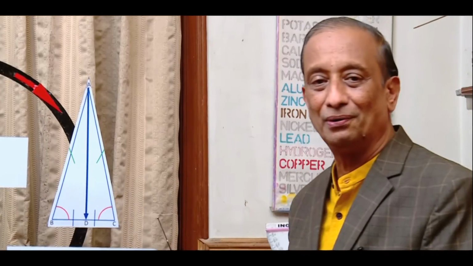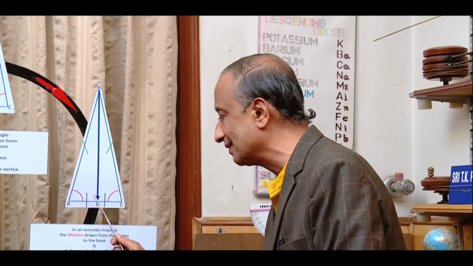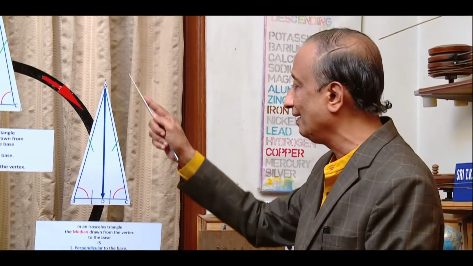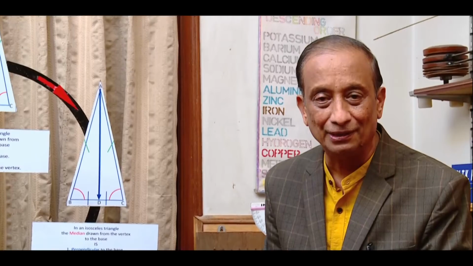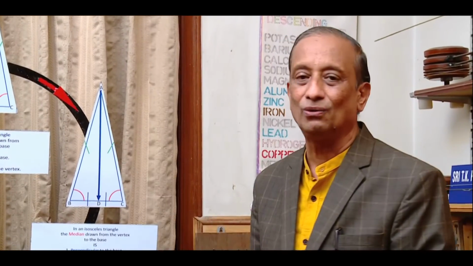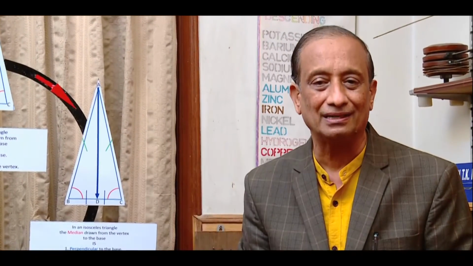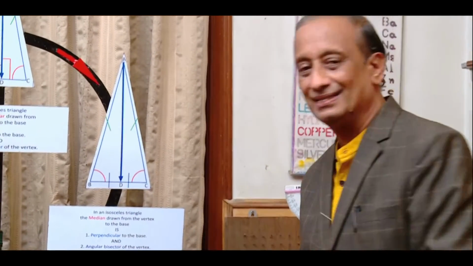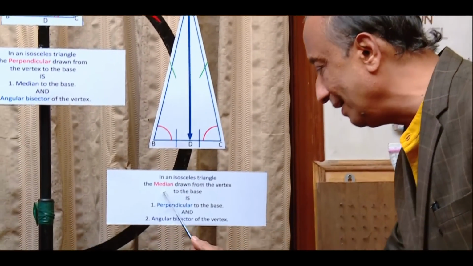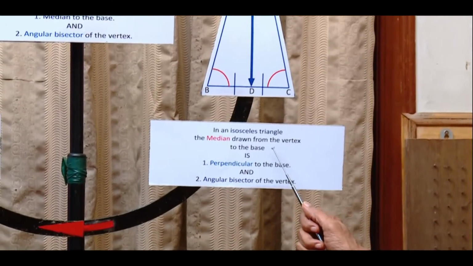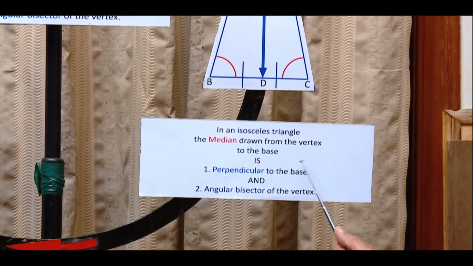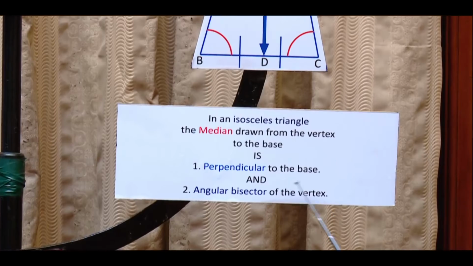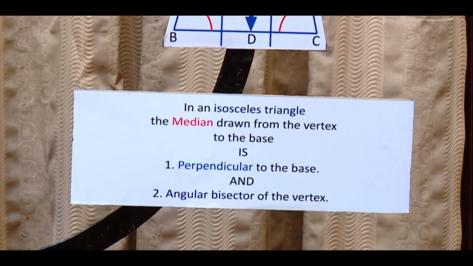When these two are congruent, again by CPCT, corresponding parts of congruent triangles are equal. Therefore, we can say that these two angles are 90 degrees. When these two angles are 90, the median is perpendicular to the base, and these two angles are equal. Therefore, this is an angular bisector also. So all these things can be put in this form. In an isosceles triangle, the median drawn from the vertex to the base is perpendicular to the base, and secondly, the angular bisector of the vertex.